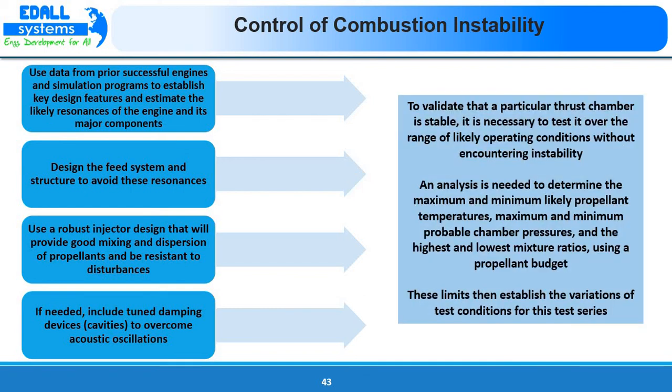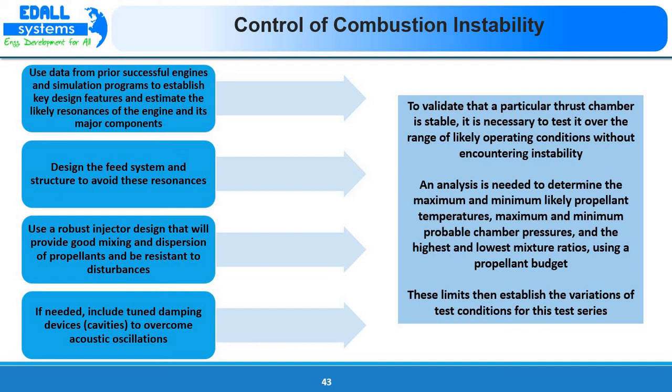So to validate that a particular thrust chamber is stable, it is necessary to test it over the range of likely operating conditions without encountering instability. So a number of tests has to be carried out for changing operating conditions for a particular thrust chamber, which has to be stable. Then an analysis is needed to determine the maximum and minimum likely propellant temperatures, maximum and minimum probable chamber pressures, and the highest and lowest mixture ratios during a propellant budget. So using a propellant budget, all these things have to be estimated in the design and development phase itself.